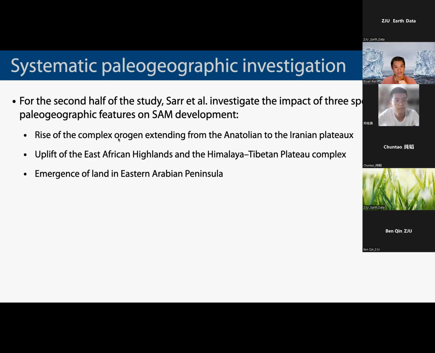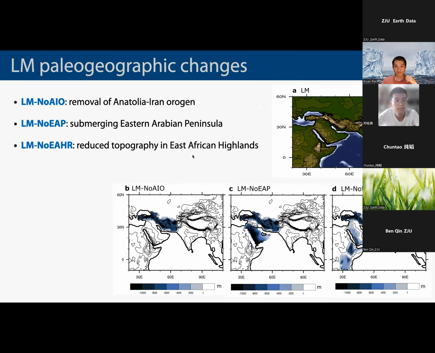First, they wanted to look at the rise of the complex orogen extending from the Anatolian to the Iranian plateau, so basically the Anatolia-Iran orogeny, where there's a very high mountain range near the Arabian Peninsula. Also, they wanted to look at the uplift of the East African highlands and also the Himalaya-Tibetan Plateau complex. And also just in general, the presence of land in the Eastern Arabian Peninsula. How did that affect circulation patterns? So if you want to look at what that looks like in terms of actual model inputs, here we are in the late Miocene.